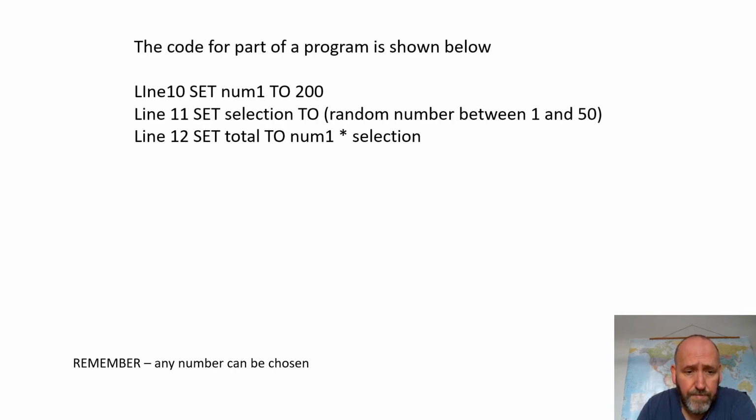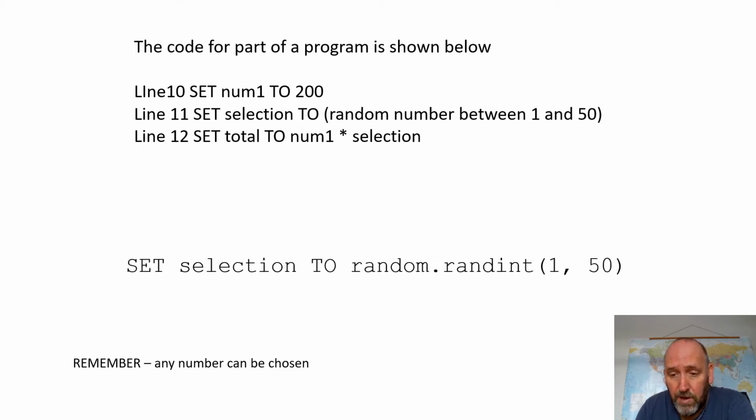Now we're moving on. The code for part of the program is shown below. Set number1 to 200. Set selection to random number between 1 and 50. Total equals number1 times selection. So number1 is 200 and we're having a selection. Now it's a random number, so we have to generate a random number. So we rewrite that line and it says set selection to random.randint, and then we put in the brackets the numbers, in this case 1, 50.